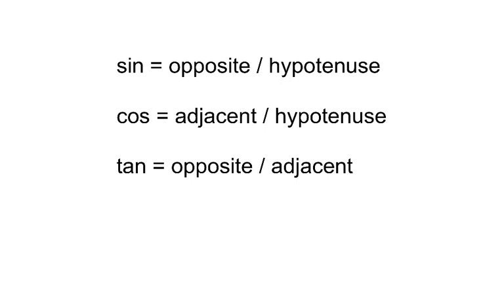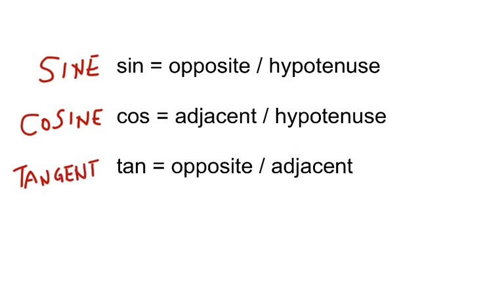Three of the main trigonometric functions that we're going to work with are sine, abbreviated with sin, and that's equal to the opposite side divided by the hypotenuse. The cosine, which we abbreviate cos, is equal to the adjacent side over the hypotenuse, and tangent, which we abbreviate with tan, is equal to the opposite side over the adjacent side.